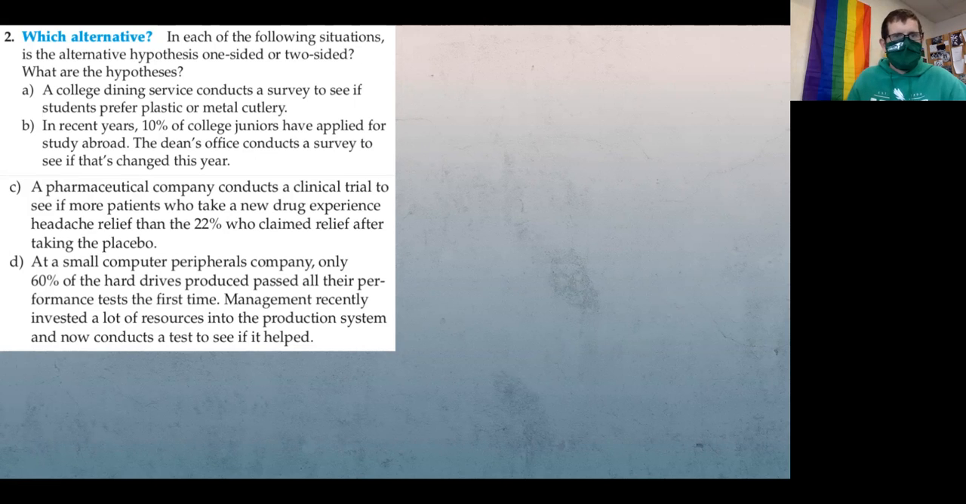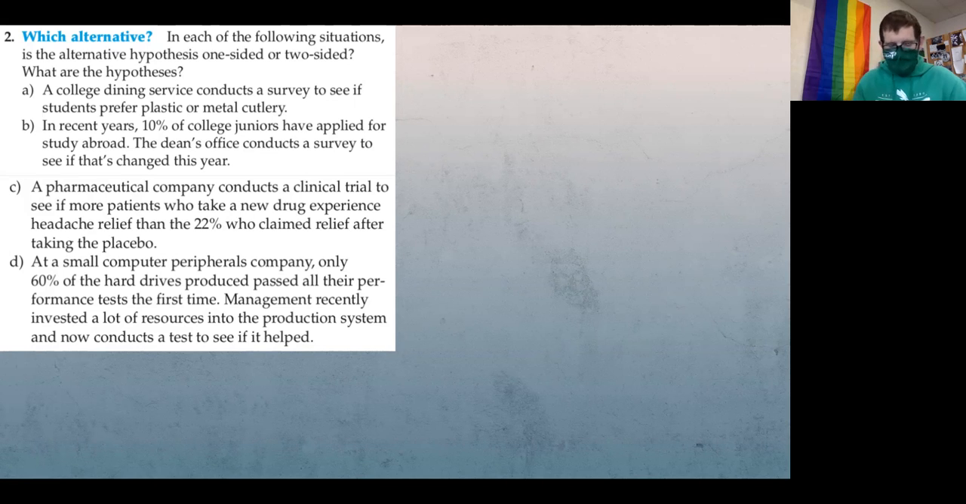All right. In recent years, 10% of college juniors have applied to study abroad. The dean's office conducts a survey to see if that's changed this year. Does this seem like a one or a two-sided test? Okay, why do you say two? There you go, I thought that was well put. It could have more or less.